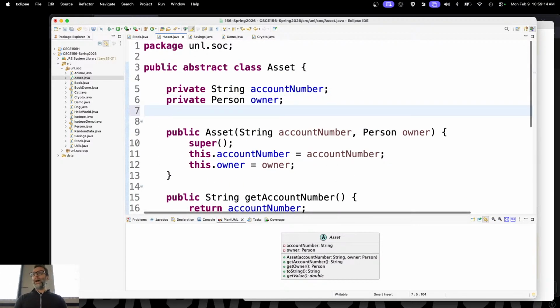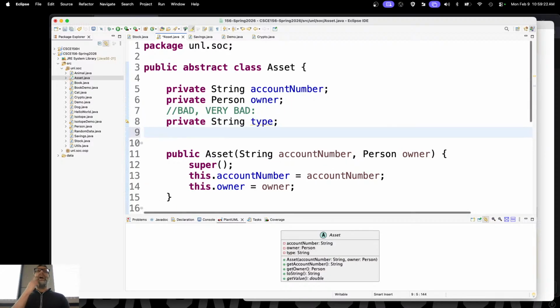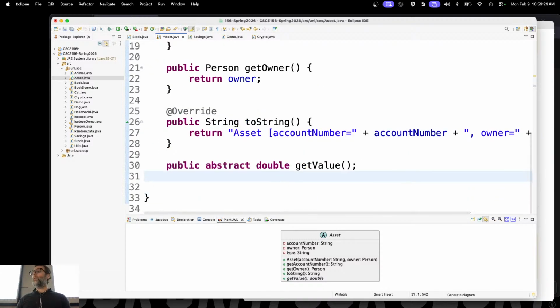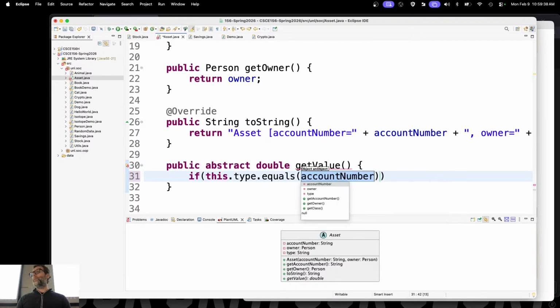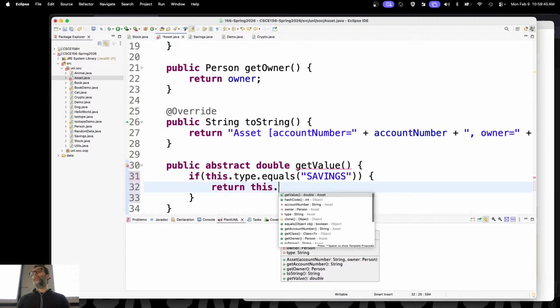this is bad. I'm going to label this as bad, very bad, right? What if instead I had a type, private string type, where the type was a string that represented savings or stock or crypto? Now down here, what would the get value look like? Now it would be if this dot type equals, or that's not even how you do it with strings, equals savings, say I did it like this, then return this dot balance.